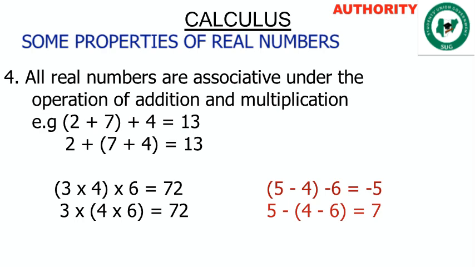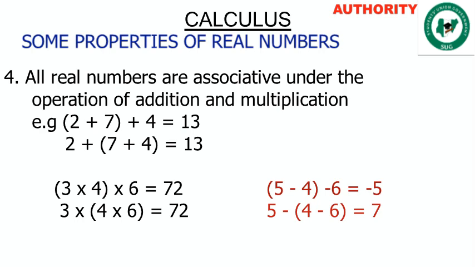Do you get it? Okay, let me show you that this associative law is not applicable on subtraction. Let me show you this example. When we have 5 minus 4 in bracket minus 6, if you calculate this, it will give you minus 5. Perform the operation in bracket. 5 minus 4, it will give you 1. Then 1 minus 6, what will it give you? It will give you minus 5. Is that true? Good.